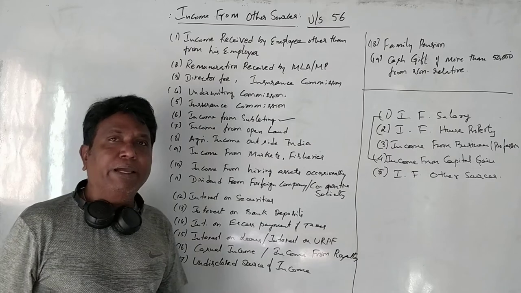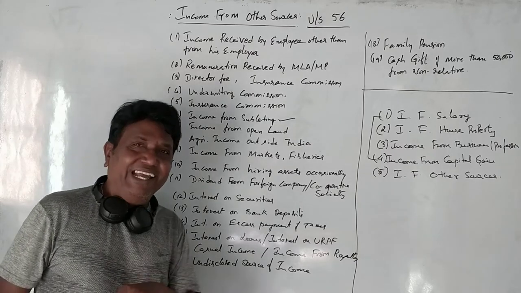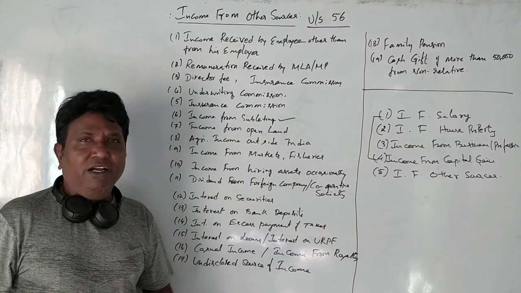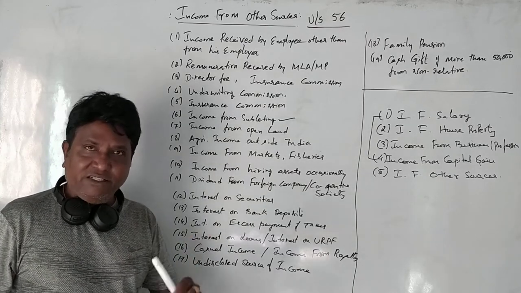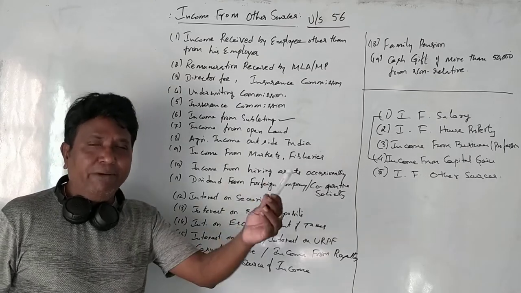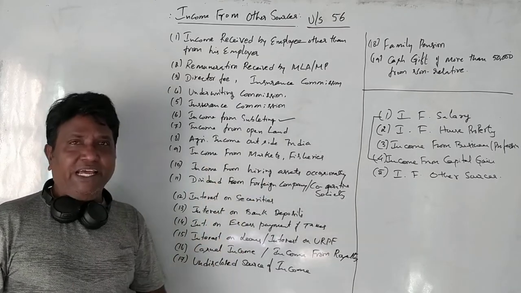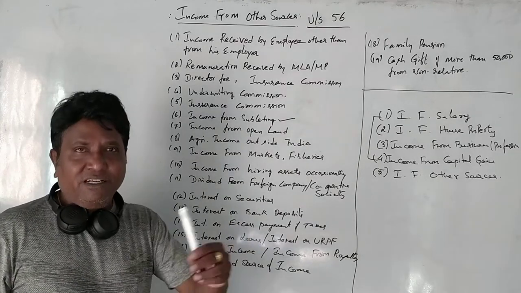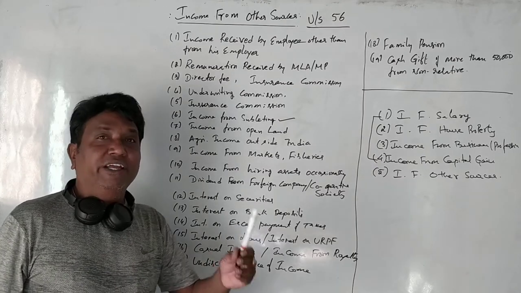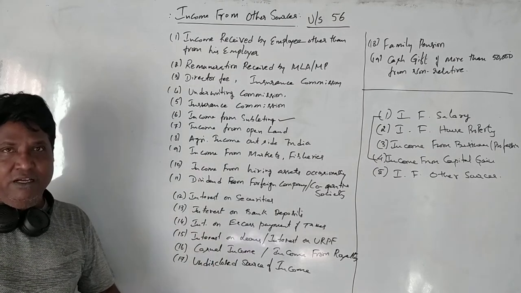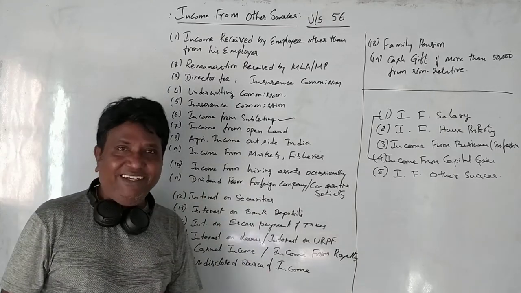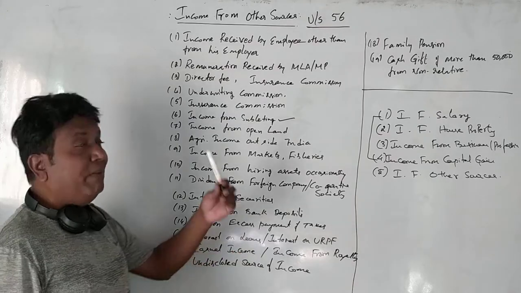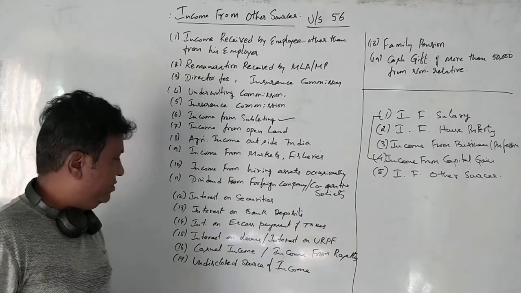Interest on excess payment of taxes. What is this interest on excess payment of taxes? Say last year I paid 1 lakh rupees extra taxes to the government, that is an excess payment of taxes, and the income tax department was delayed in refunding the excess income tax I paid. If the income tax department pays 1 lakh rupees plus interest for such a delayed period, such interest will be taxable under the head income from other sources.